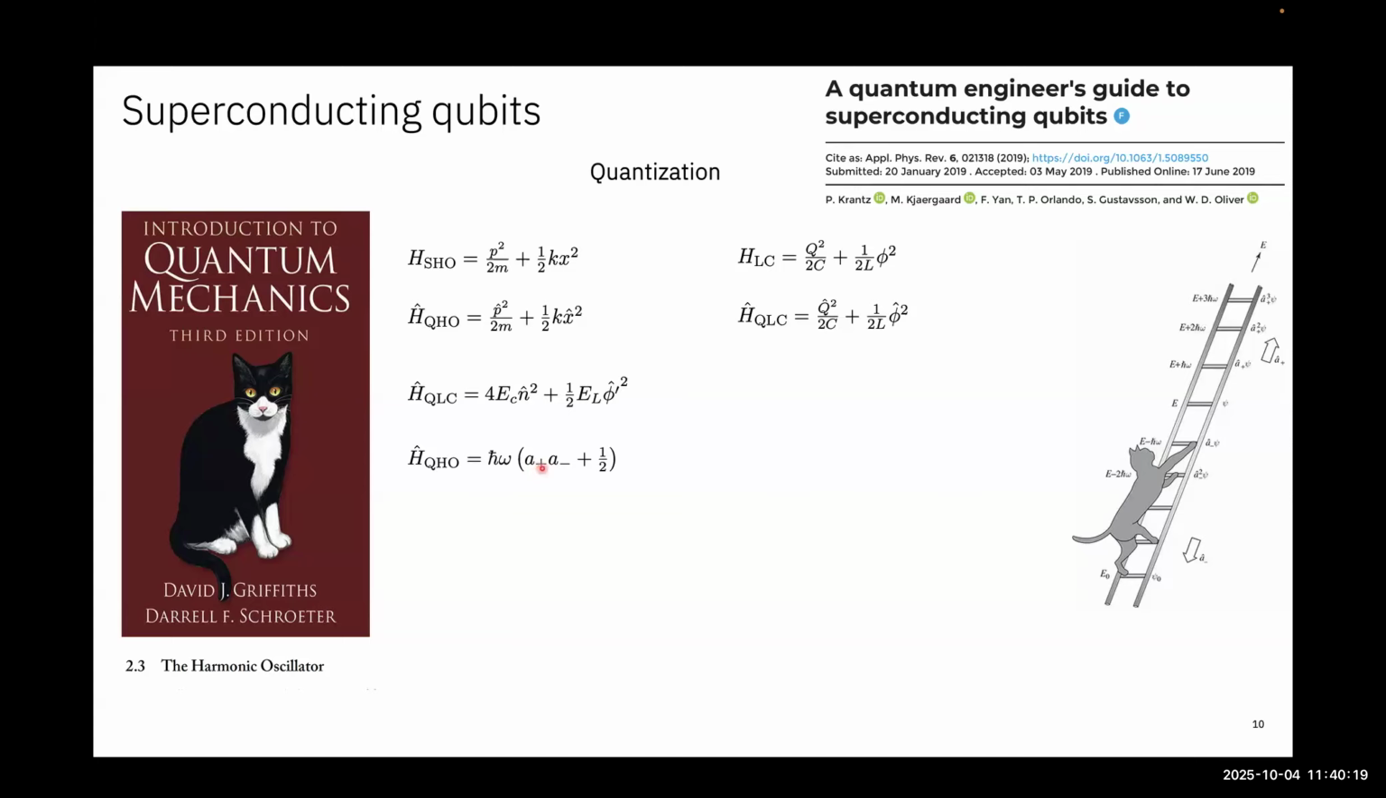And for people that are not traditional physics students, what these operators mean is that when a raising operator acts on a quantum system, it transforms it to the next state. But when a lowering operator acts on a state, it drops it down to the nearest lower state.